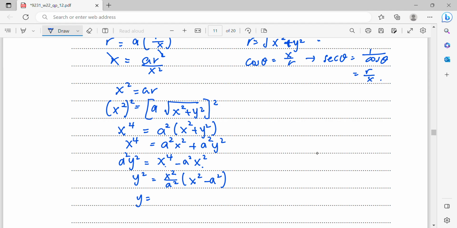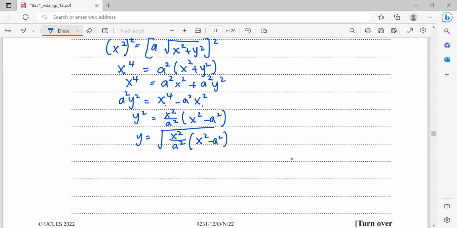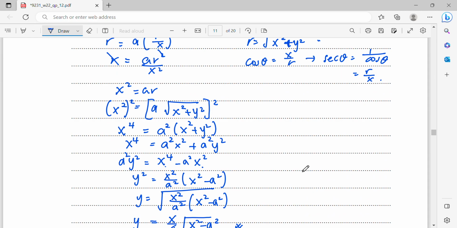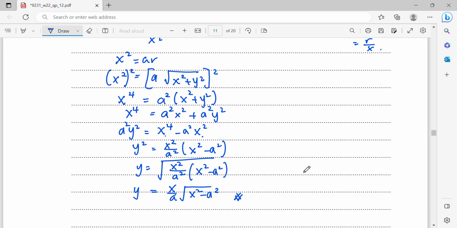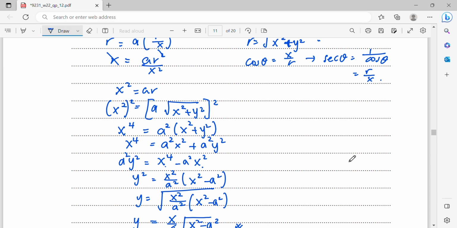And at last, your y will be just the square root. So you may write this as x over a times the square root of x squared minus a squared. Okay, so this is your Cartesian equation. Cartesian equation means no r, no theta, it will be just x and y. So this is your solution.